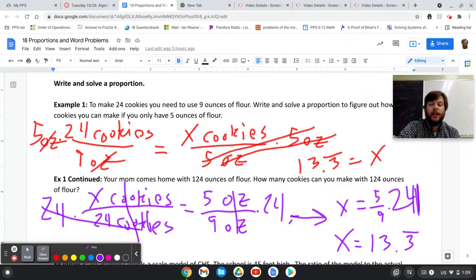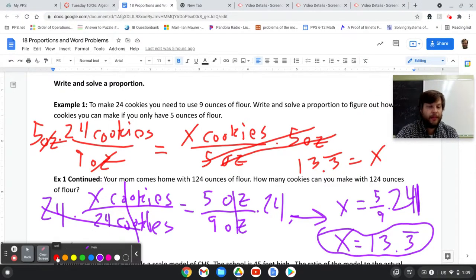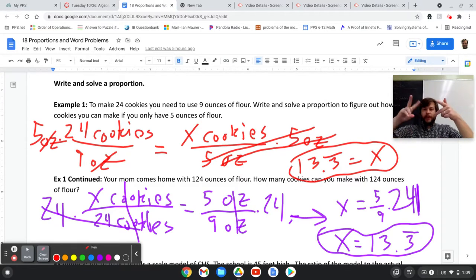So as long as you set up your fractions where you have the same type of thing on the top and on the bottom of each side, you're going to be okay. You would get in trouble if I wrote X over 24 equals 9 over 5. That's flipping over the relationship. So be careful and make sure that you're setting it up consistently so that your two tops agree with each other and your two bottoms also agree.